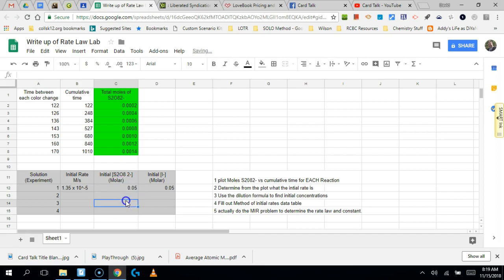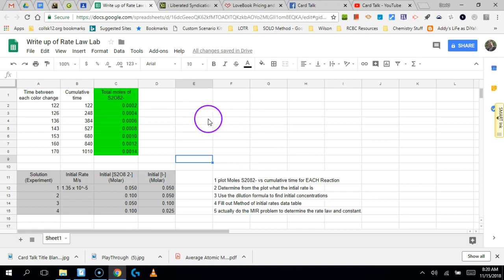And for each of these, you could have a different value. Remember, the whole point of doing a method of initial rates problem is that some of the concentrations are going to be the same, and some of the concentrations are going to be different, so you can compare them and do the math. Okay, so once you have this all filled out, then you can actually do the method of initial rates problem.